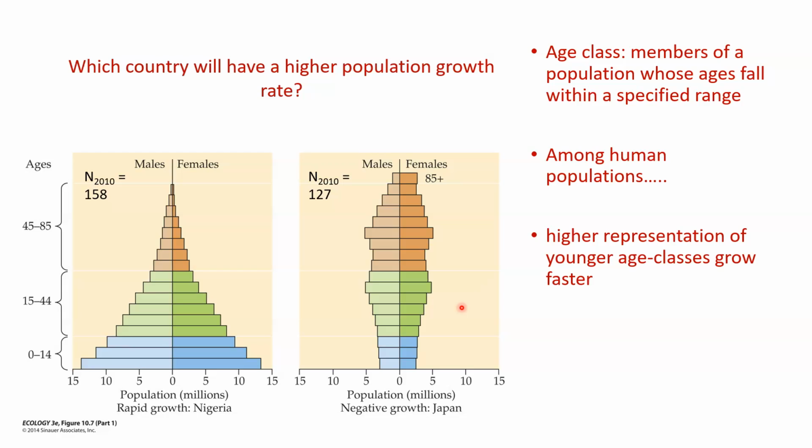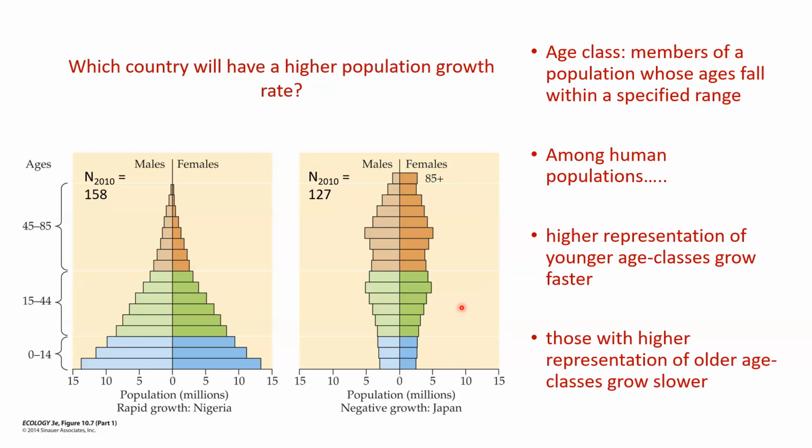Well, the population that has a greater representation of younger age classes, that have the greatest fertility, that have the greatest fecundity, will actually grow faster, right? A. So if you have a higher representation of young age classes, will grow faster. B. Those that actually have a greater representation of old age classes will grow slower.